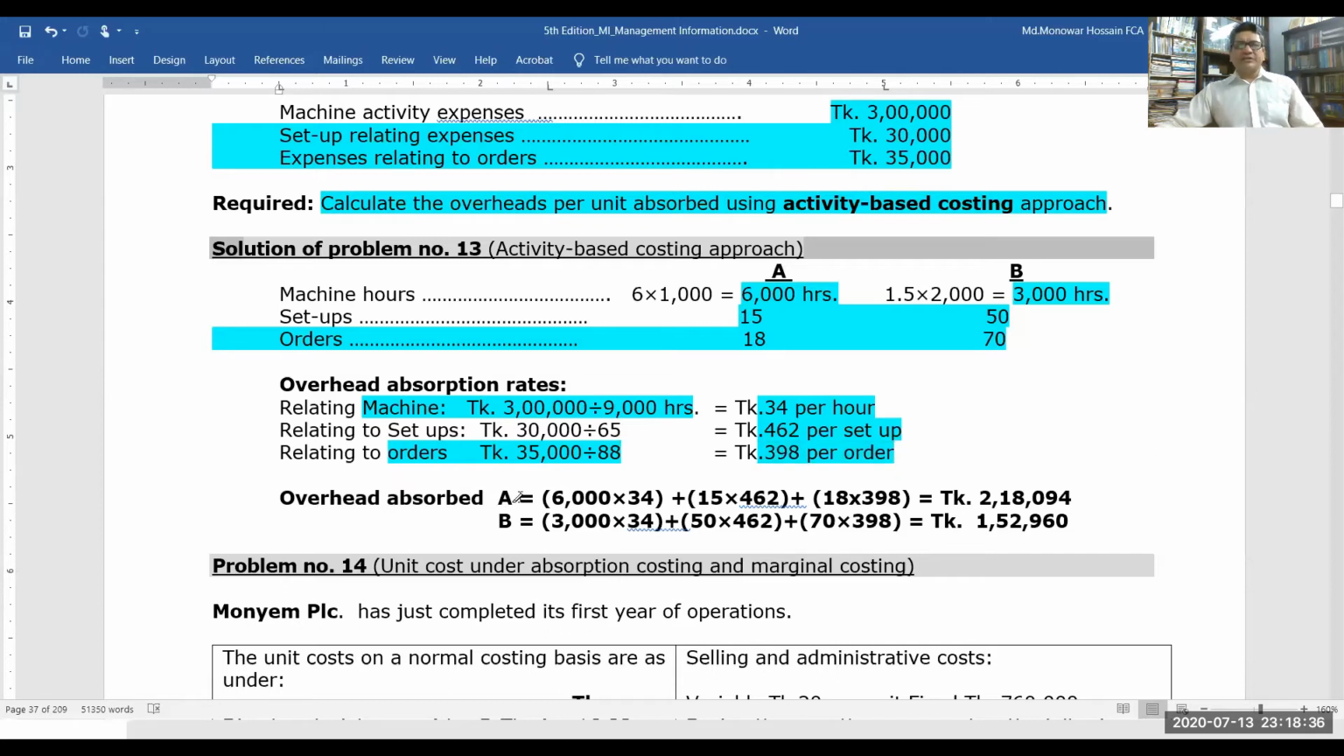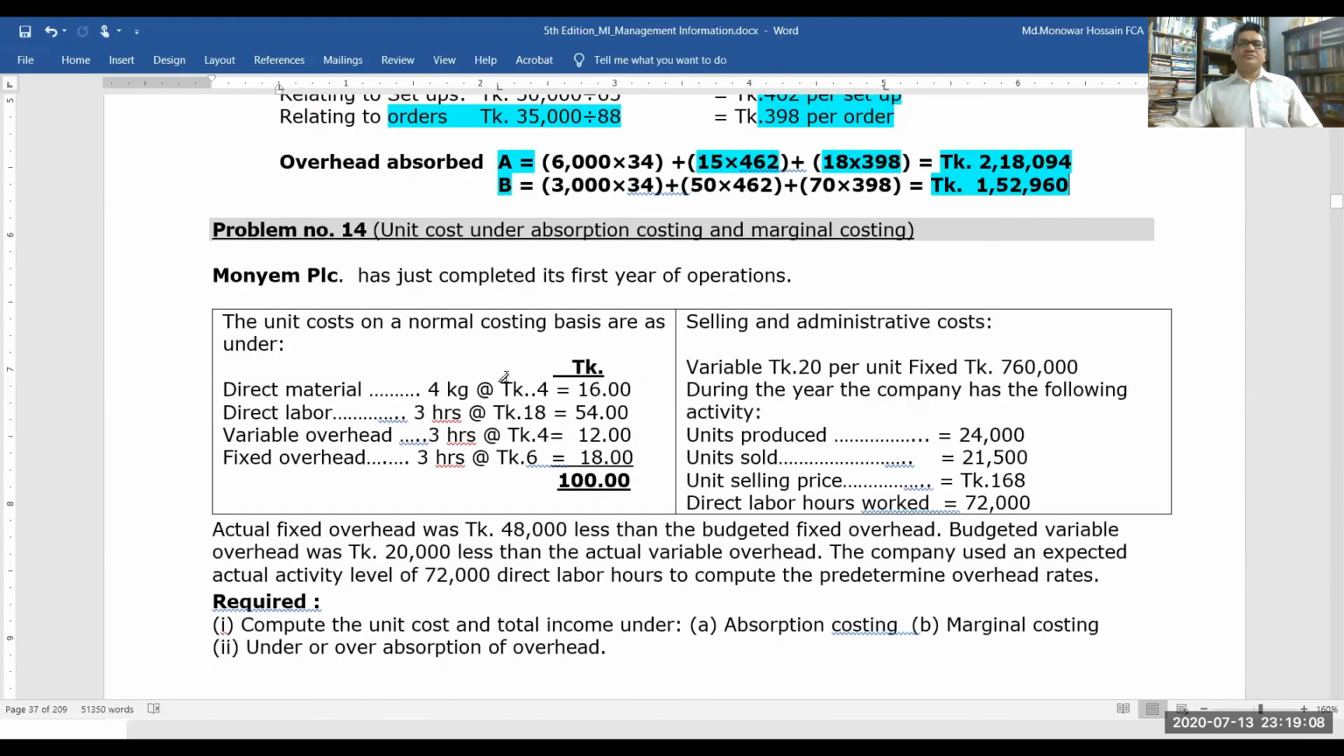So overhead absorbed for the product A, 6,000 unit, 6,000 multiplied by 34 plus 15 multiplied by 462 here, and 18 multiplied by 398. So we'll get to 18,094. Same way for the product B, we get a 1,52,096. So it is okay. Now unit cost under absorption costing and marginal costing here.